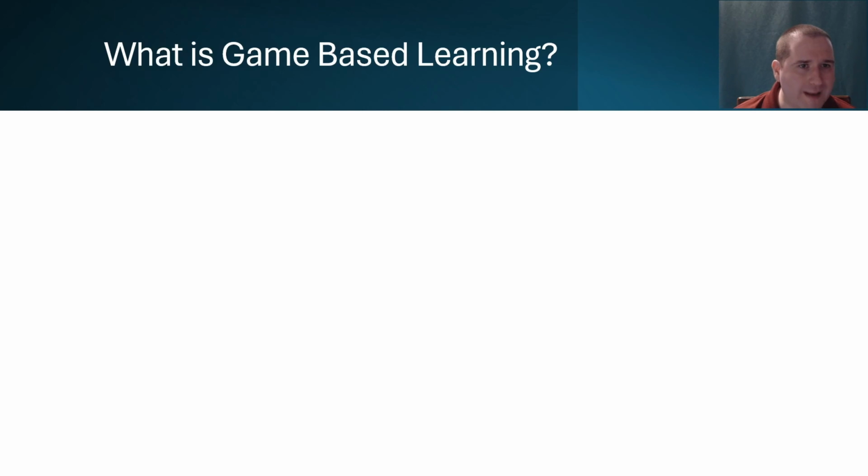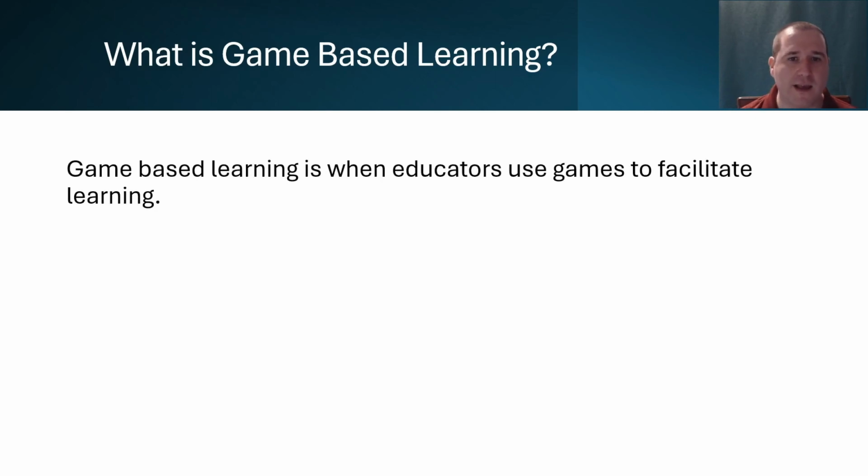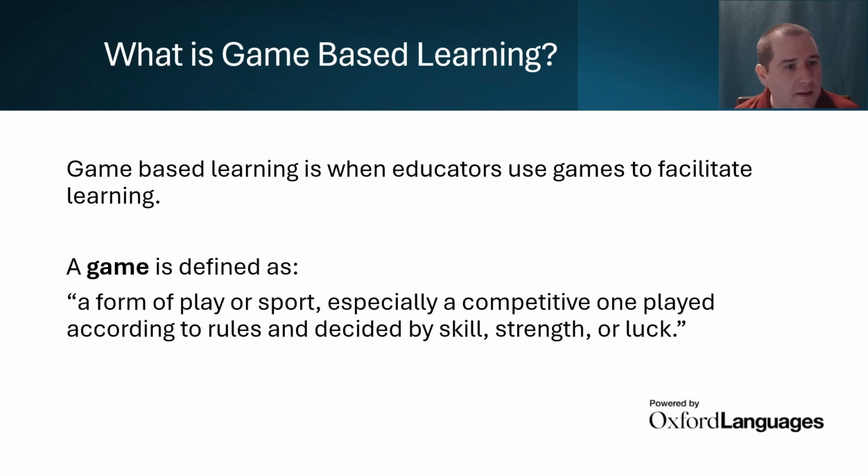So starting off, well, what is game-based learning? Well, there's a lot of definitions out there, but I'd like to keep things really simple in this course. So we'll define game-based learning as when educators use games to facilitate learning. Well, what are games? Games are a form of play or sport, especially a competitive one, played according to rules and decided by skill, strength, or luck. Okay, I really like this definition of a game from Oxford Languages here, because it really kind of breaks down the aspects we're looking for.